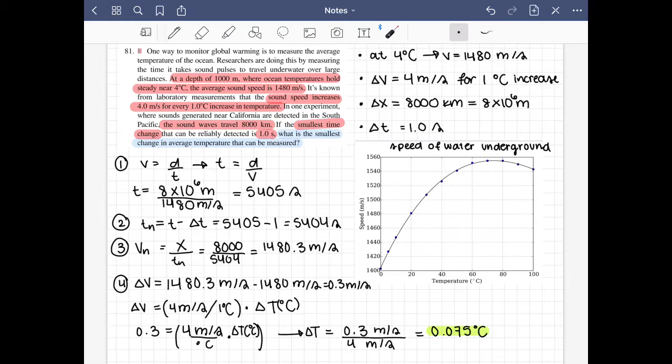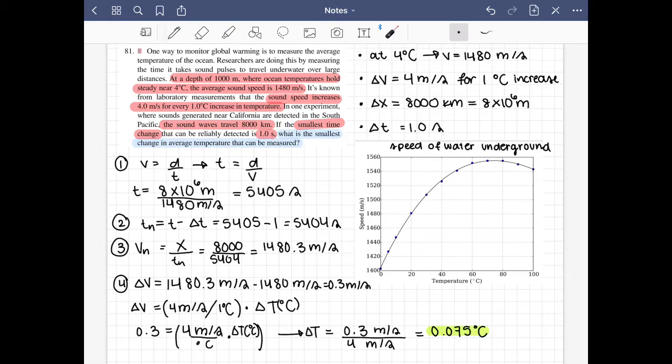And the smallest time change that can be reliably detected is 1 second. What is the smallest change in average temperature that can be measured? So we get that the change in time is 1 second, and we're asked to find how much the temperature changes.